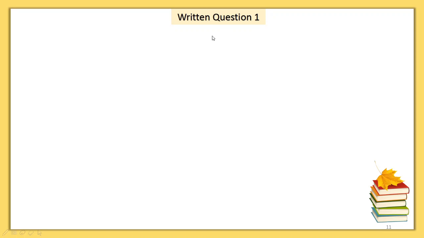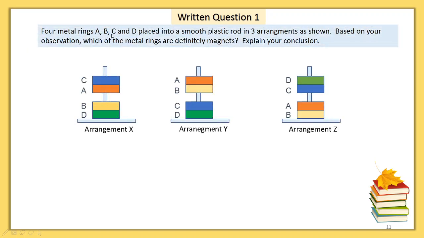We try question 1. 4 metal rings A, B, and C placed onto a smooth plastic rod in the three arrangements as shown. Based on your observation, which of the metal rings are definitely magnets? Explain your conclusion. Look at arrangement X. Some of them attract, some of them repel. So, shall we try some repulsions?